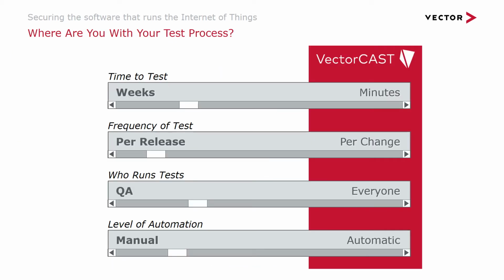We think it is always valuable to see where you are with the test process and think about where you want to be in the future. Different organizations are at different places across the spectrum. We are going to help you reduce the time it takes to test, increase the frequency of testing, expand the responsibility of developing quality software within your organization, and increase the amount of testing you have automated. VectorCast helps you to move all these bars to the right.